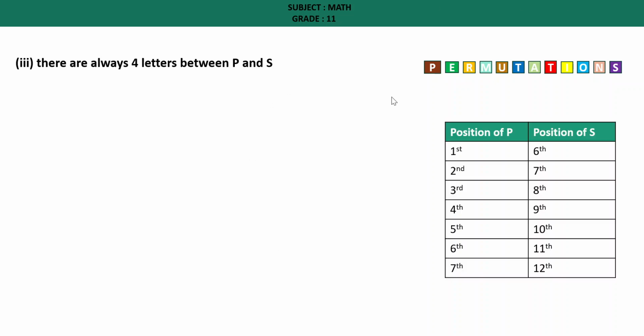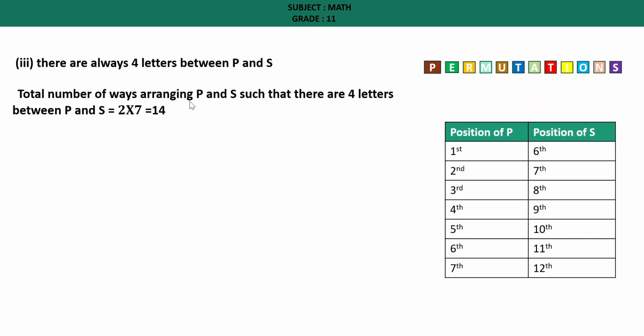Let us solve subsection 3. There are always 4 letters between P and S. So here the general permutations are there. If P and S have 4 letters between them, then if P is in the first position, then second, third, fourth, fifth positions should be the gap. So if P is in the first position, S should be in the sixth position. If P is in the second position, S should be in the seventh position. If P is in the third position, S should be in the 8th position. Similarly, if P is in the 7th position, S is in the 12th position. And vice versa also. If S is in the first position, P should be in the 6th position, like that.